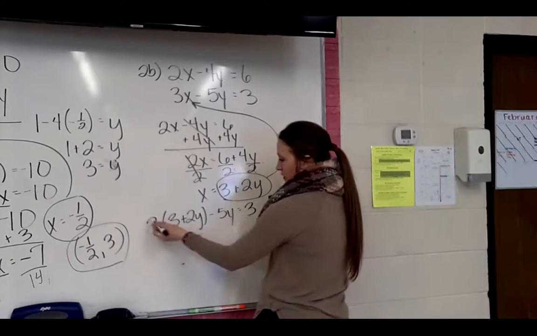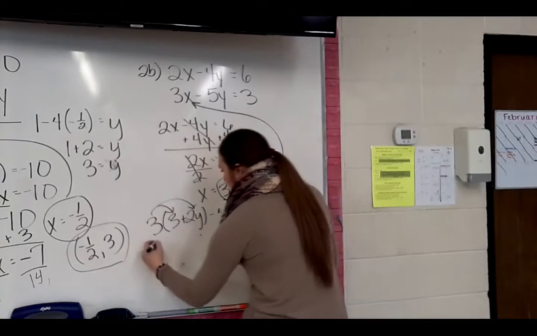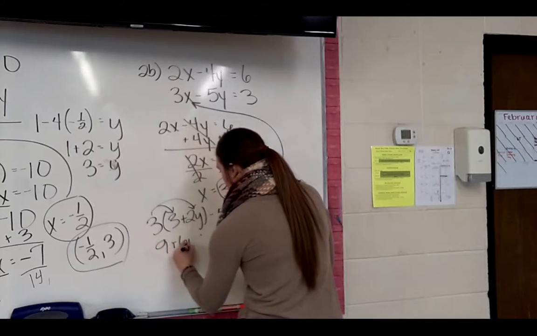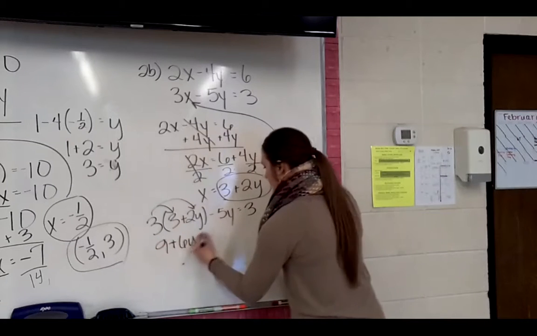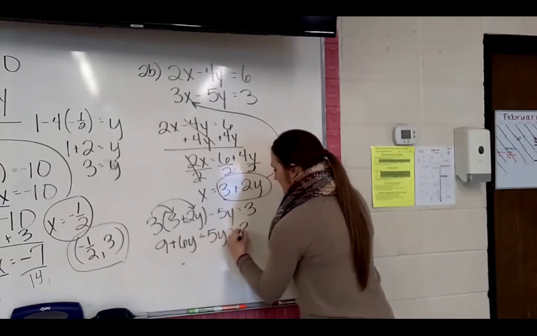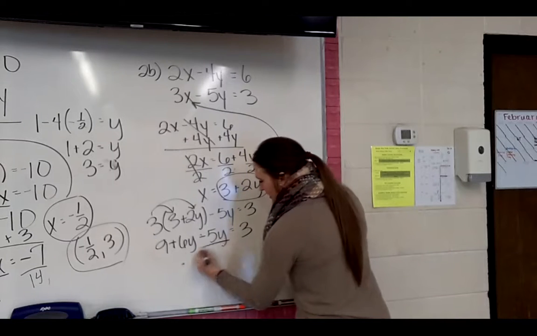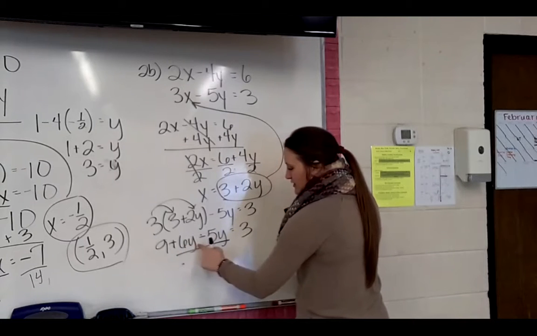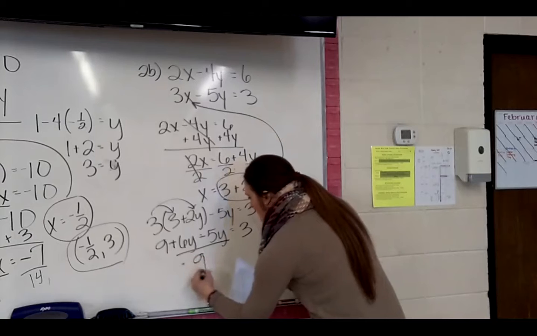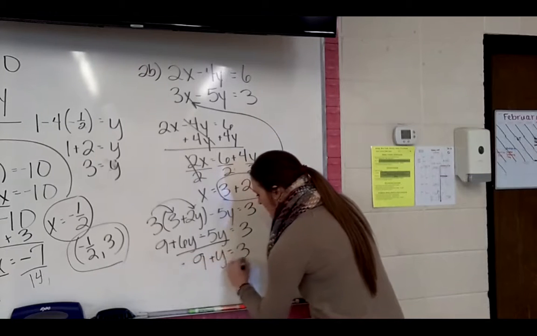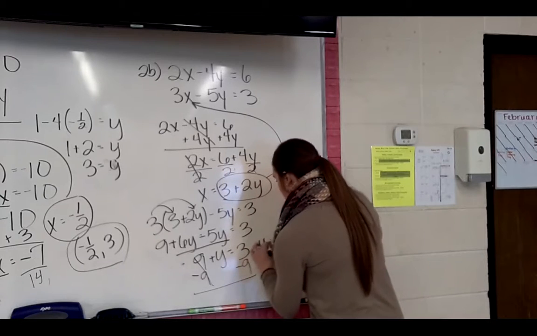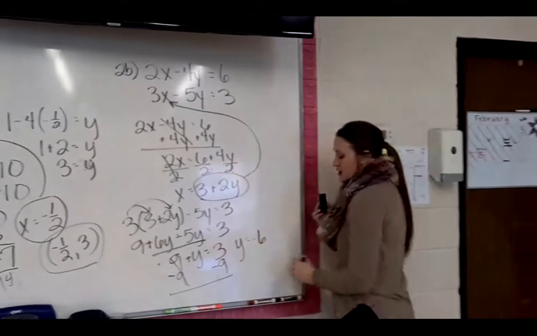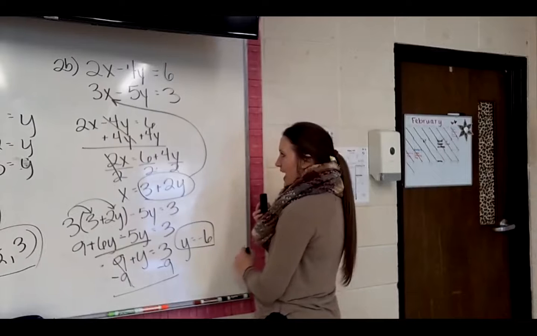And now I can solve for y. I distribute my 3. And I have 2 y's on the same side of the equal sign, so I just do what's between them. That's positive 6y minus 5y. So that is just y. Subtract 9 to the other side. 3 minus 9 is negative 6. So I have my y. We still have to get x.